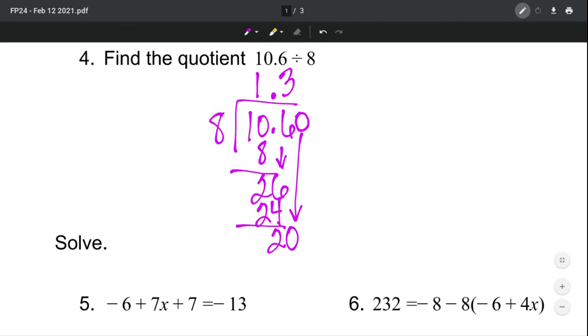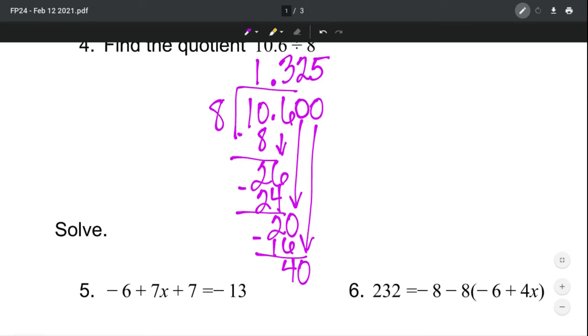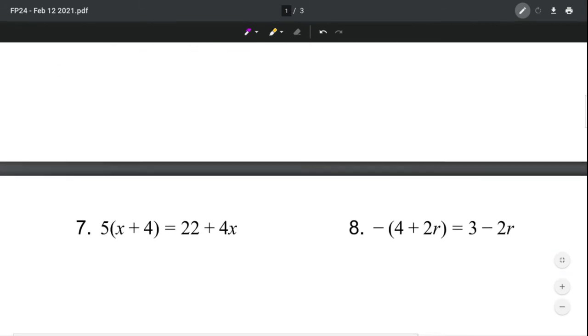So 8 goes into 20 2 times, 16. These are all subtraction signs. With 4 left, annex another 0, bring that down. I put this problem on here because I wanted to make sure you remembered how to annex your zeros. So my answer is 1 and 325 thousandths. Yeah, thousandths.